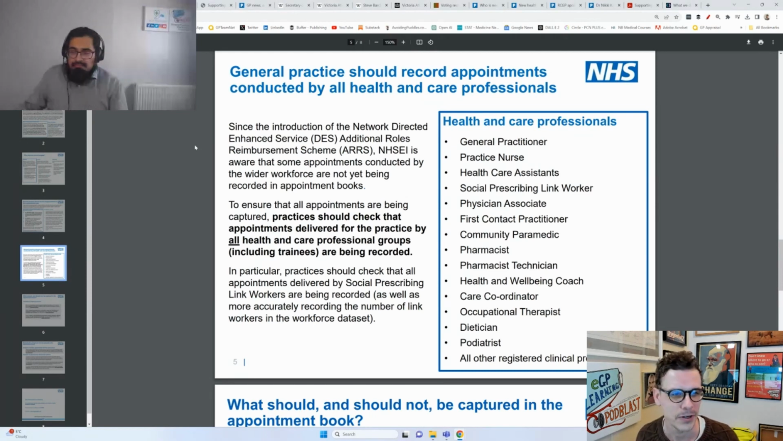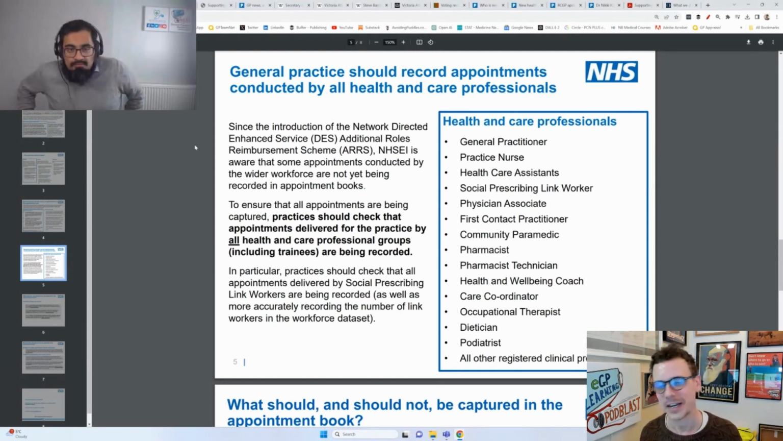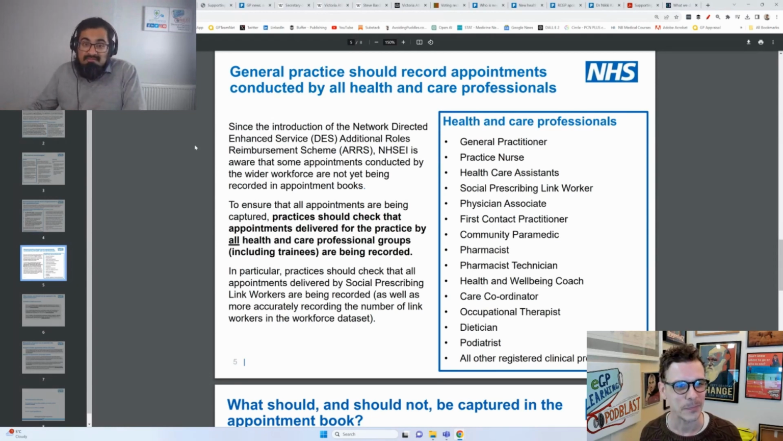So I think there's going to be a period of time where, as people get better at recording appointments to these definitions, we're going to see an increase in numbers of appointments delivered, which I think is probably expedient for everybody, but it may not represent a genuine increase in the amount of general practice being delivered. So I think that's just something that everybody needs to be cautious about.